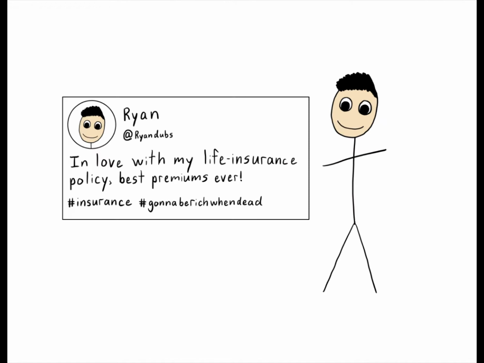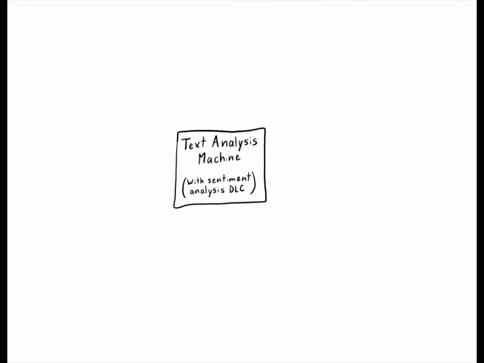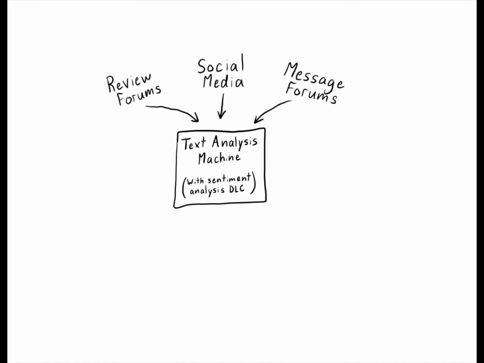When it comes to insurance, you rarely get people tweeting, "In love with my life insurance policy, best premiums ever." Insurance just isn't that cool to most people, so for the most part, people just pay their premiums and forget about their insurance until they need to make a claim. So if you run a big insurance company with tens of thousands of customers, it might be hard to tell if they're happy or unhappy with your company and its customer service. Using text analytics and something called sentiment analysis, you can rapidly look through many different sources like review and messaging websites or social media to get a better idea of how people feel about your company.